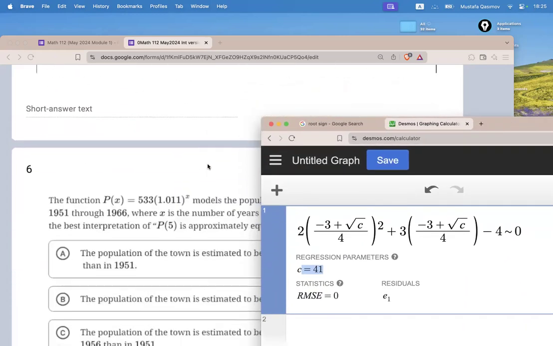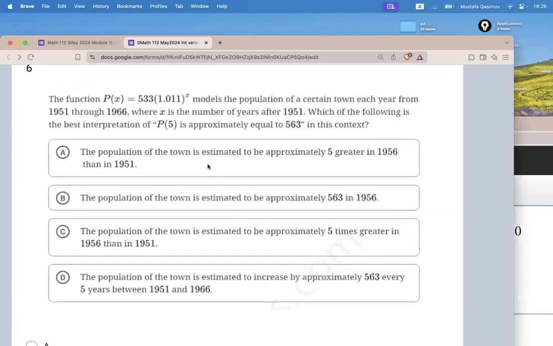Okay, let's continue. For 6, actually, we look at this question: when P of 5 is equal to 563, it means that after 5 years, it will be equal to 563. So it is B.